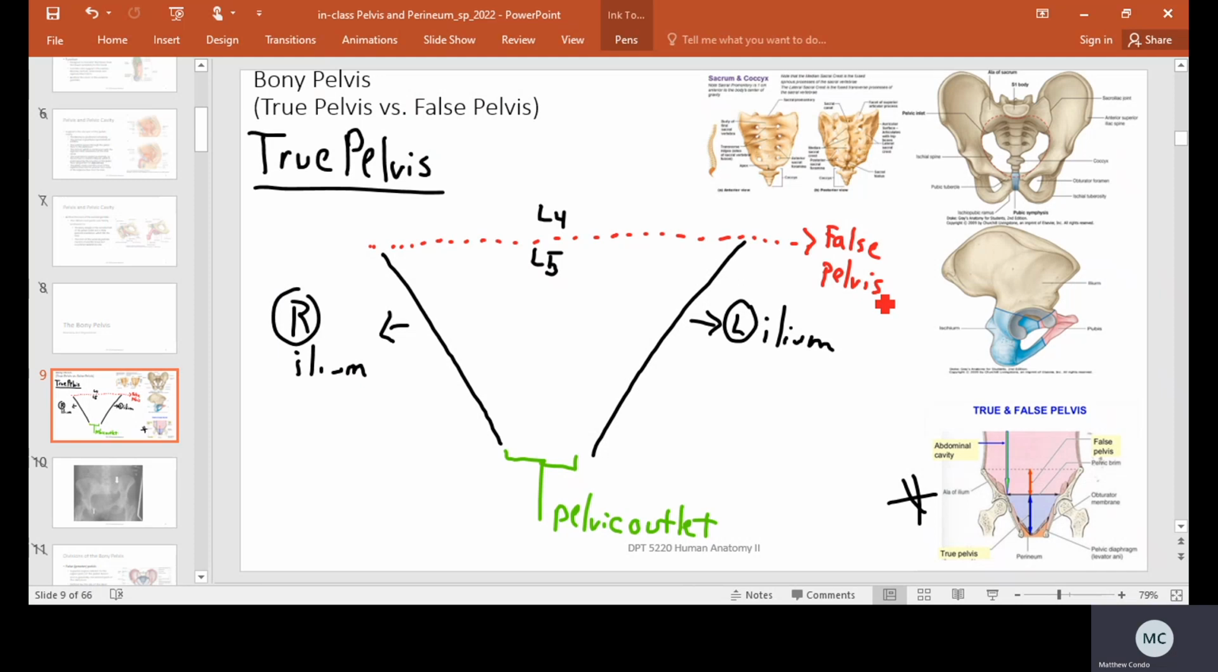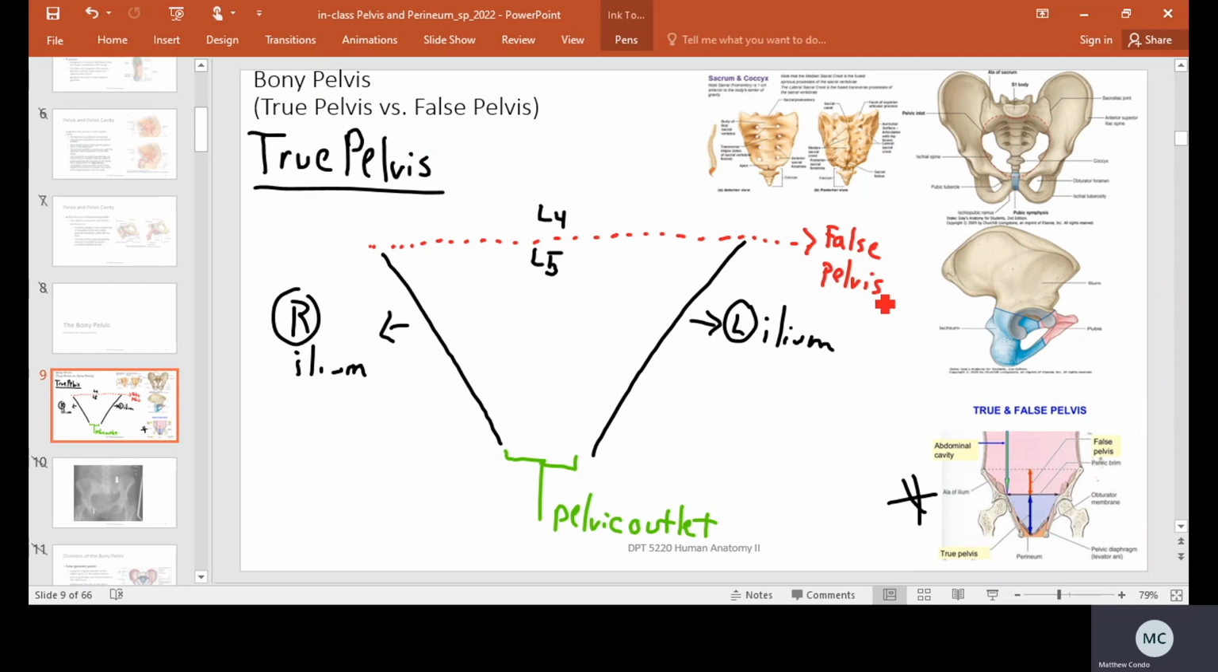And the reason it's referred to as the false pelvis is because that's not really where we're going to see a lot of our, quote, pelvic contents, okay? We're going to see our sigmoid colon, about L4, L3, 4, 5, depends on the person. We're not going to see our pelvic floor muscles, and we're not going to see our pelvic contents until we get a lot lower here.